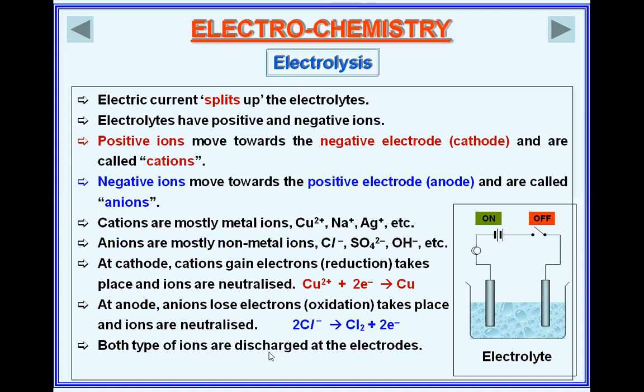Both types of ions are discharged at the electrodes. So the positive and negative ions, by gaining or losing electrons, change their species from positive to neutral or negative to neutral. This is called electrical decomposition, known as electrolysis.